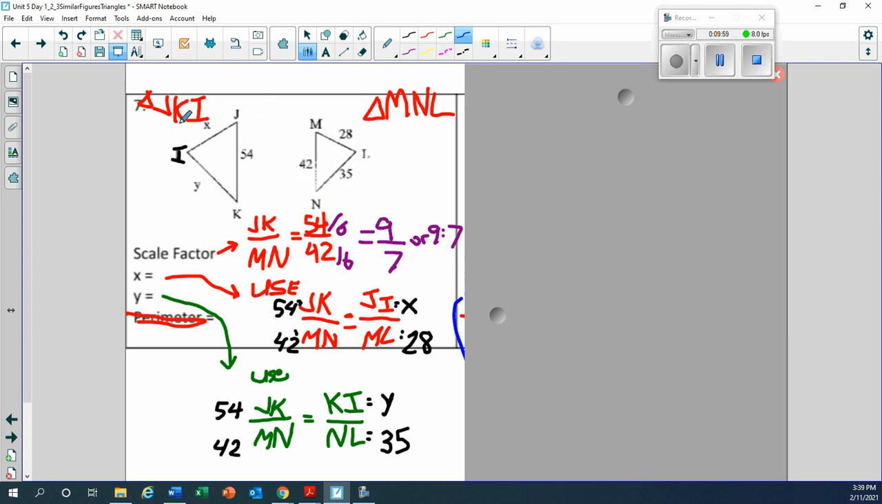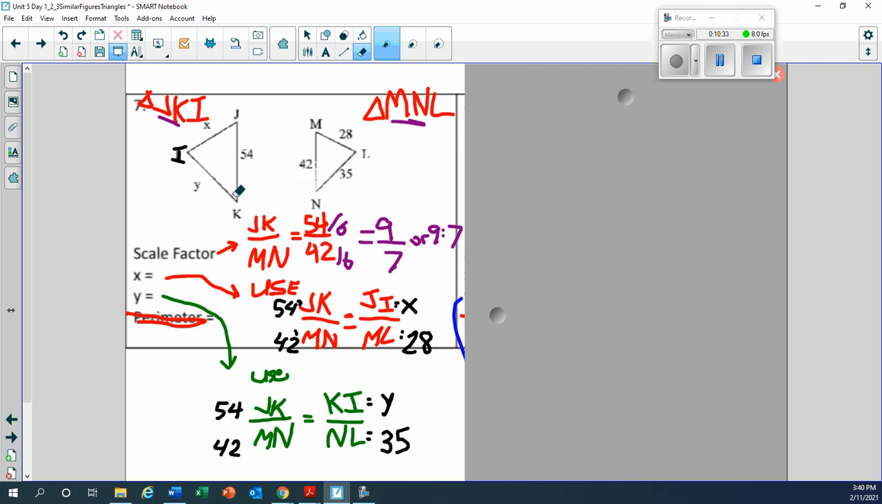So we see, okay, we start at J, go to K. Oh, 54. And then we see M and N, M to N corresponding. Oh, that's 42, I'm sorry. But that has a number. This one also has a number. So we're going to use these sides, JK and MN. We're going to use those two to set up our scale factor.